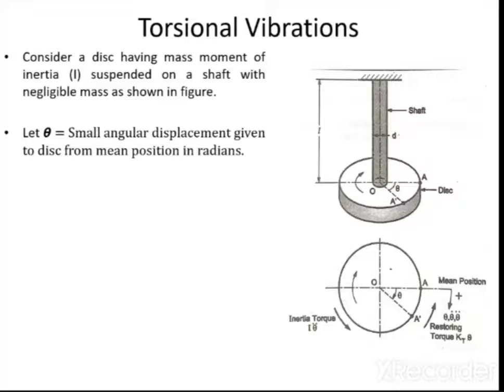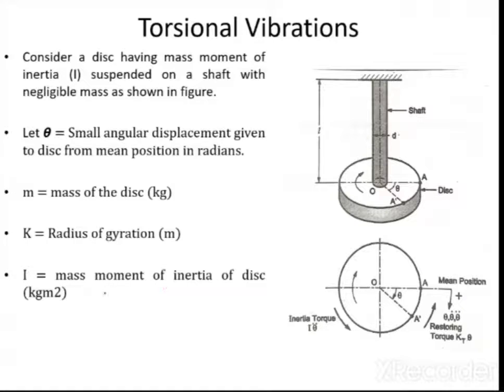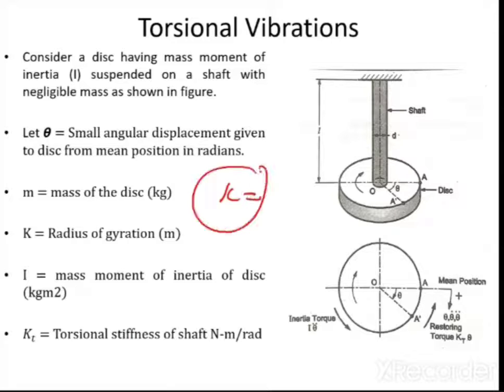So let us say that theta is a small angular displacement given to the disk from the mean position, in radians. Let m be the mass of the disk, k the radius of gyration in meters, and I the mass moment of inertia of the disk in kg meter square. In a linear system, k is the stiffness in Newton per meter. Here, instead of k, we will consider kt, the torsional stiffness of the shaft, in Newton meter per radian. Why Newton meter per radian? I will explain that also.